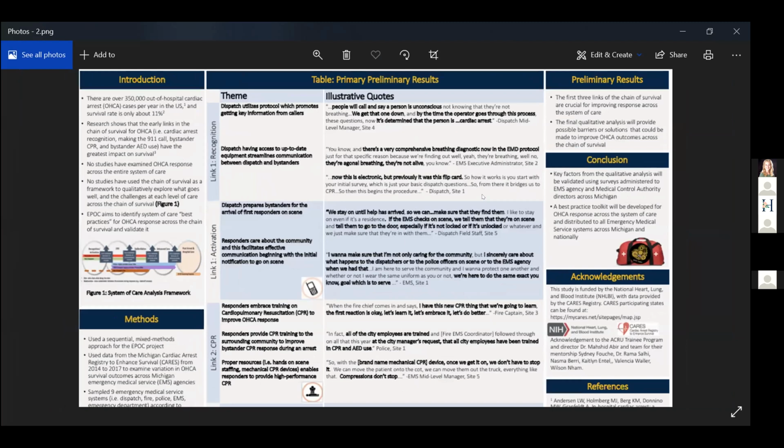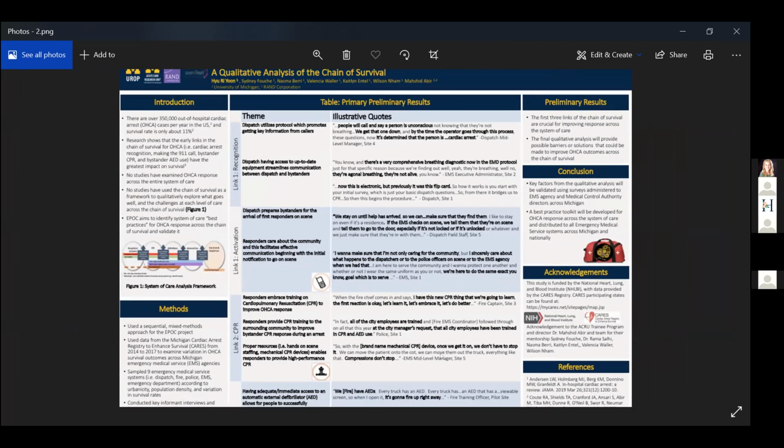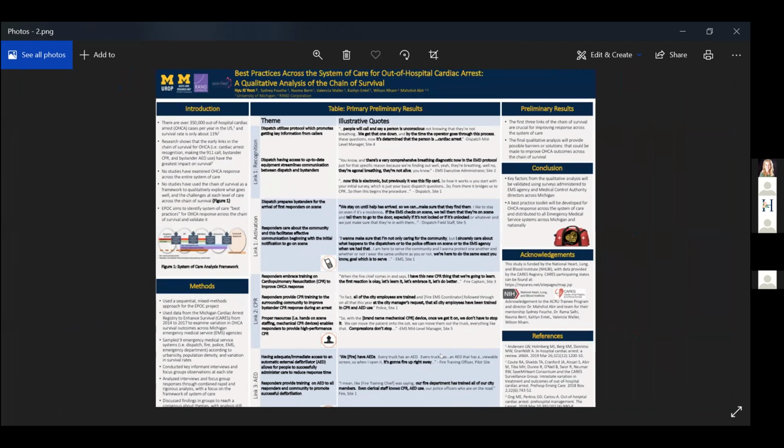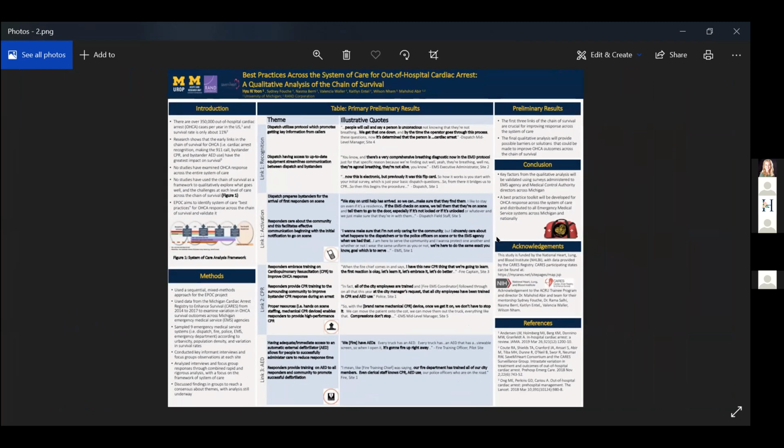And then the data itself, like the primary preliminary results, was provided by the EPOC team and those who were doing the analysis, so that I could incorporate the illustrative quotes into this poster. Outside of the poster, I was able to get a lot of help from Sydney. She helped me make sure that I was formatting things correctly, writing things out in the correct way, making sure that things were organized. I asked her a lot of questions and she responded to a lot of them. And I could not have done this poster without all the illustrative quotes and the resources that the rest of the team also provided.